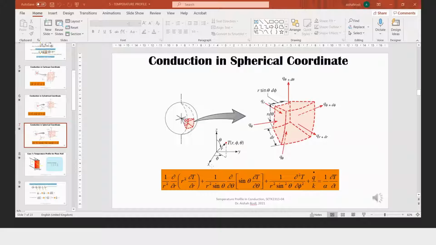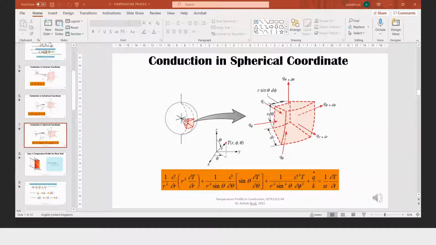If you remember, in the cylindrical coordinate, the height and the radius are still straight lines. Only the height and the depth are straight lines, but the length is curved. But for the case of spherical coordinate, we have only r is straight.